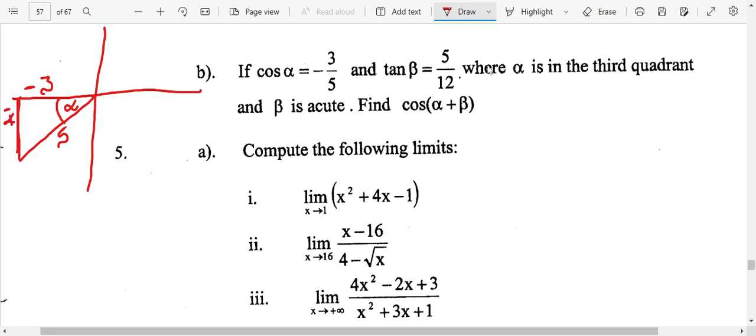And then you've been told that beta is acute. When you hear of an acute angle, it means that it is in the first quadrant. So it is here. Acute angles are always in the first quadrant. Is it true? Yes, in the first quadrant.